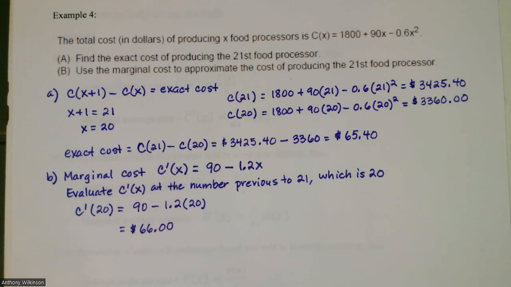Okay, so that's the marginal cost for producing the 21st food processor, $66.